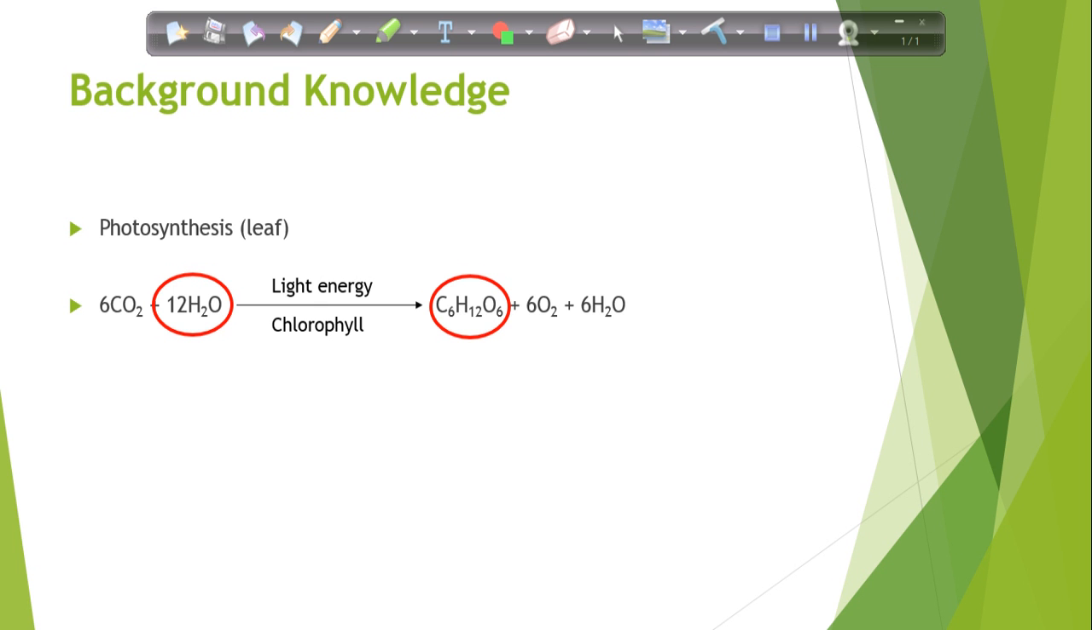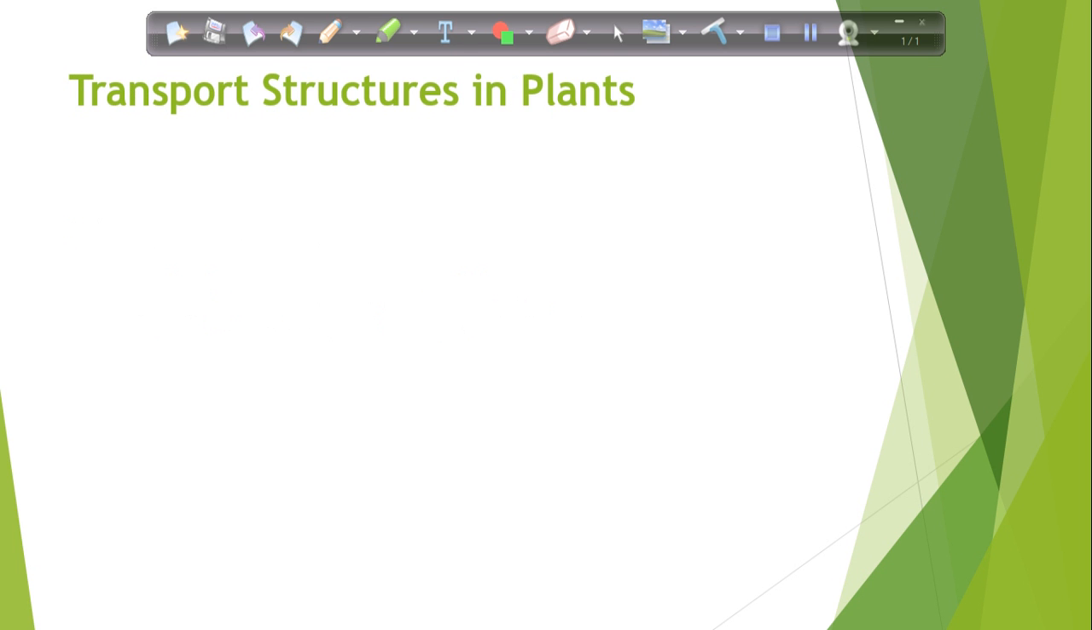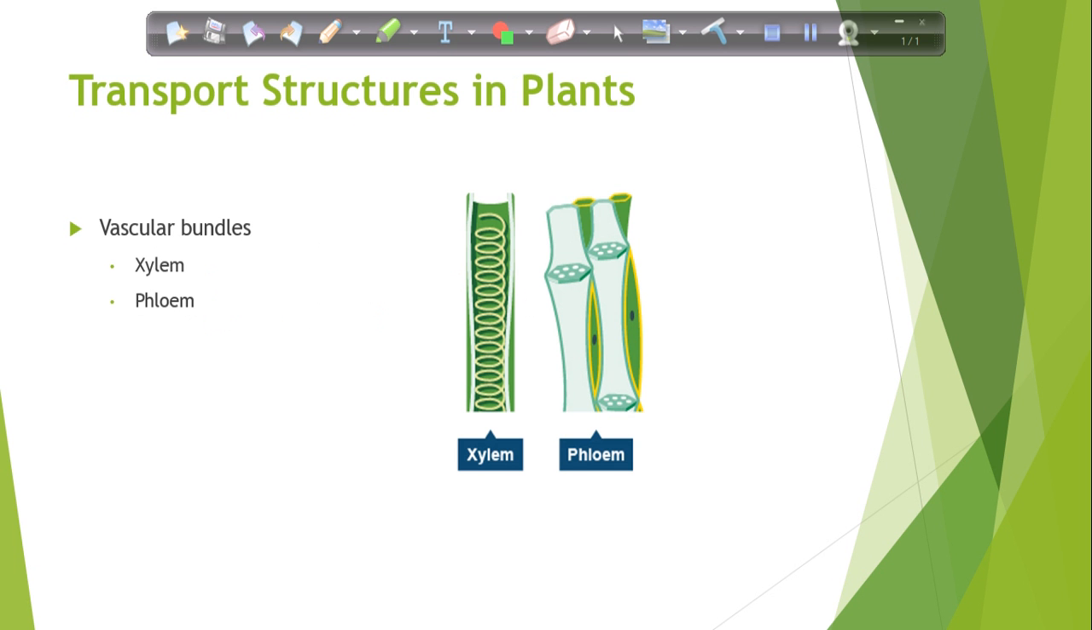These are transported within the plant using special structures. Within the plant, transport structures include vascular bundles consisting of xylem and phloem, and root hair cells. We will now go through each structure in depth.